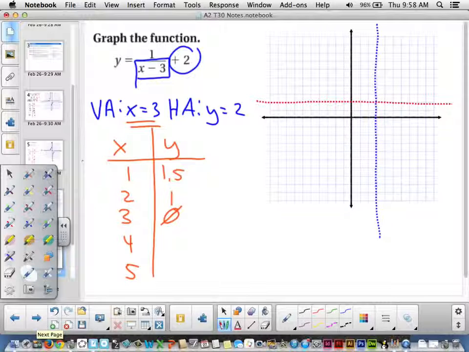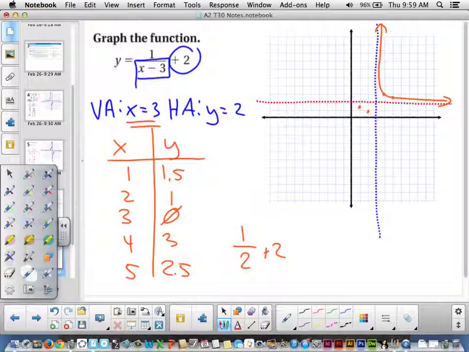Plug in 4, 1 over 4 minus 3 plus 2. This is 1 plus 2 is 3. And finally, we'll plug in 5. 1 over 5 minus 3 is 2. That'd be 2.5. All right, so we'll plot those. 1.5 is here. 2, 1 is here. 4, 3 is here. And 5, 2.5 is here. And you can see this one's really close all the way throughout. And that there is our rational graph.